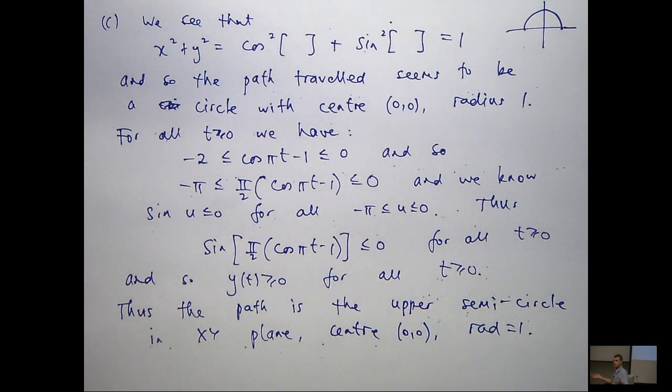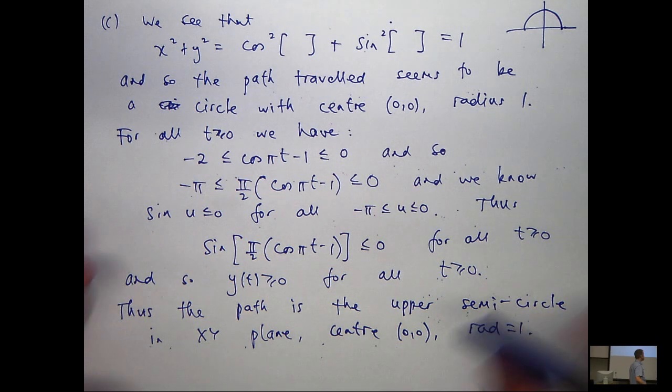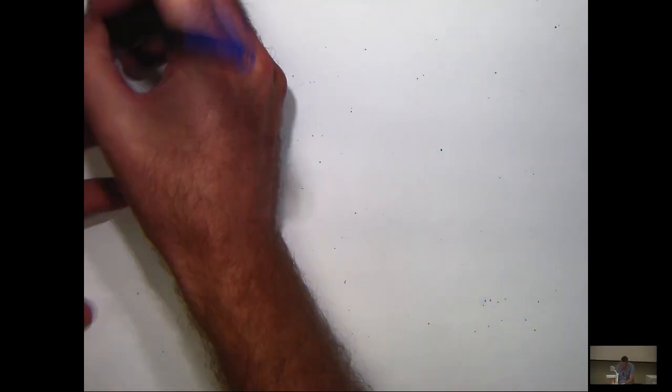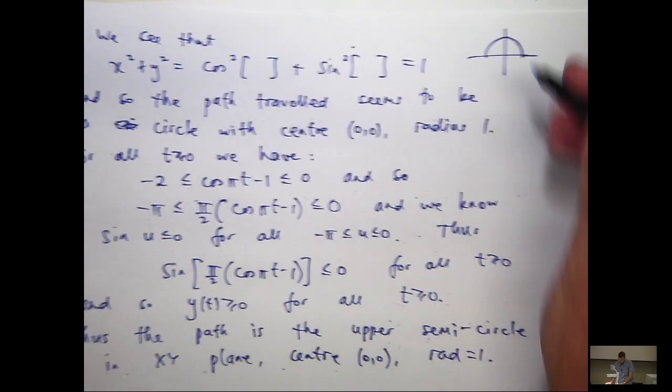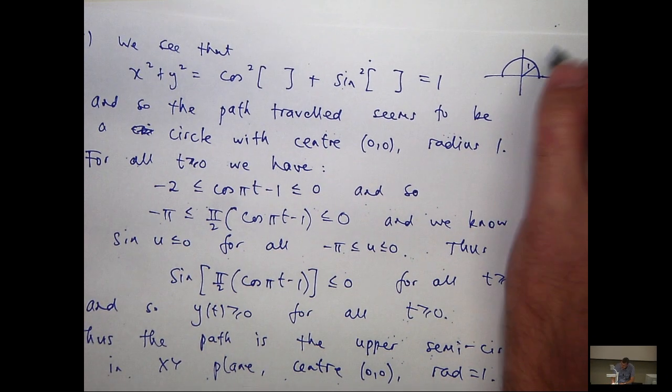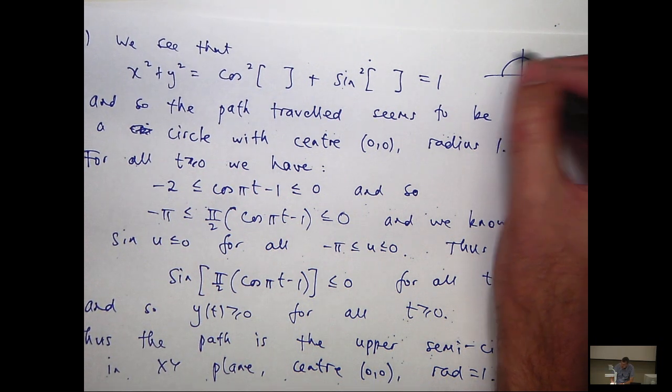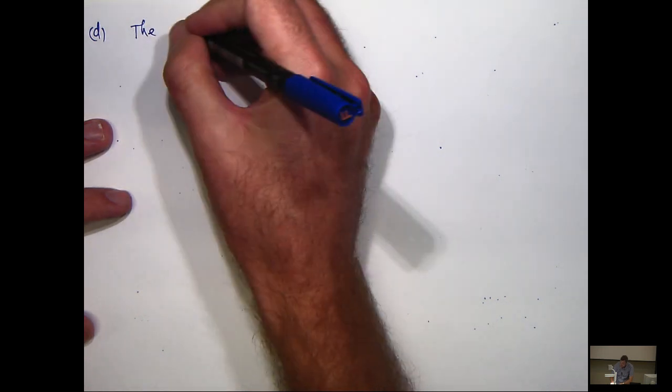Okay, I think you've just got time to do the last question, or the last two questions. For part D, we're asked to calculate the length of the curve. Okay, so basically it's just, this is 1 here, so we know the length of this curve is going to be pi.